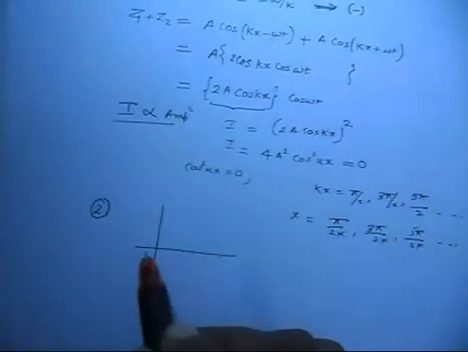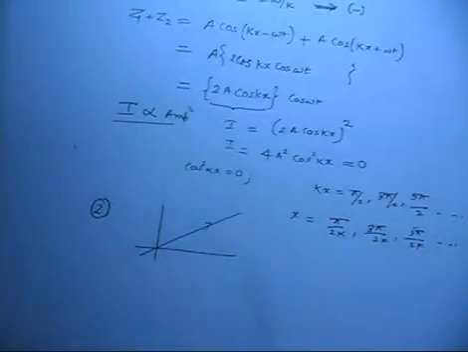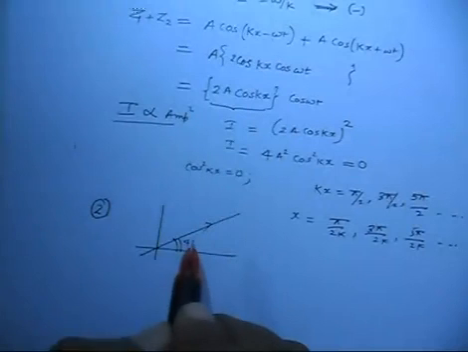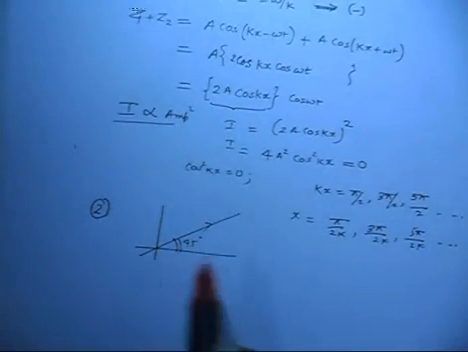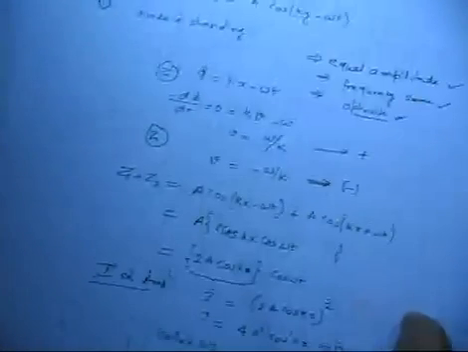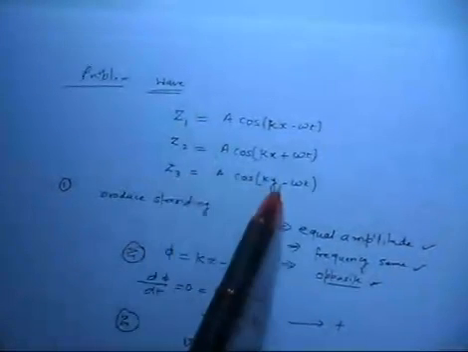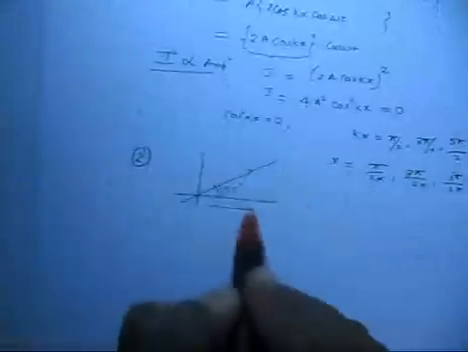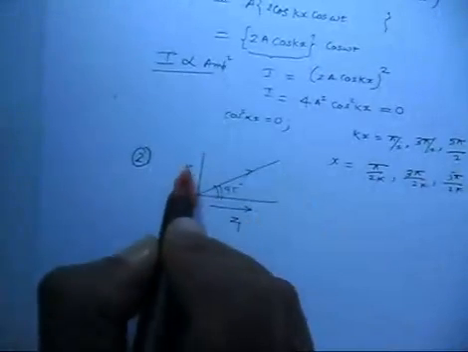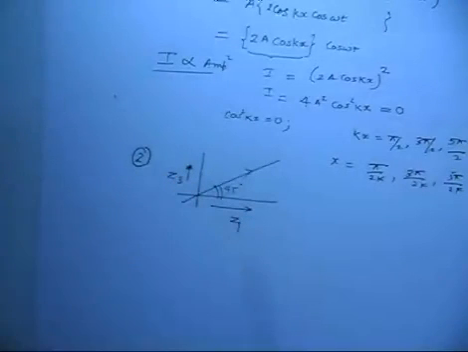So I need a wave that is moving along this direction. This angle is 45 degrees. So we have to write: now you see, wave z1 is moving along the positive x direction, and z3 is moving along the positive y direction.